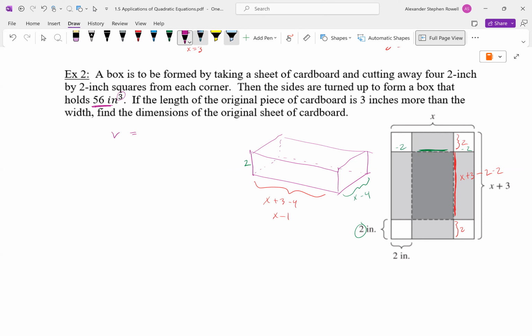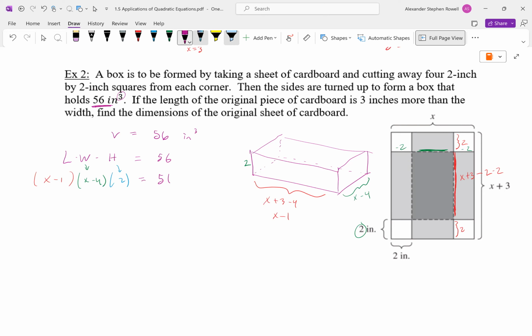The volume of this box is 56 cubic inches. Our equation for volume: length times width times height. So what's my length? Good, x minus 1. What's the width? X minus 4, and the height? 2.